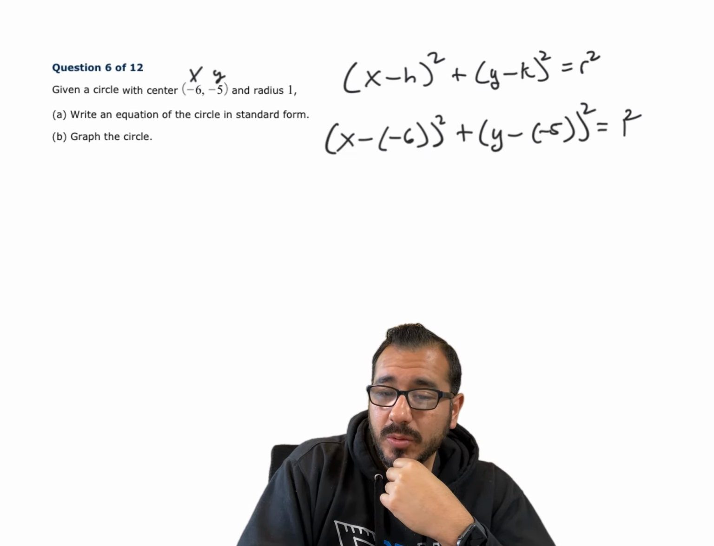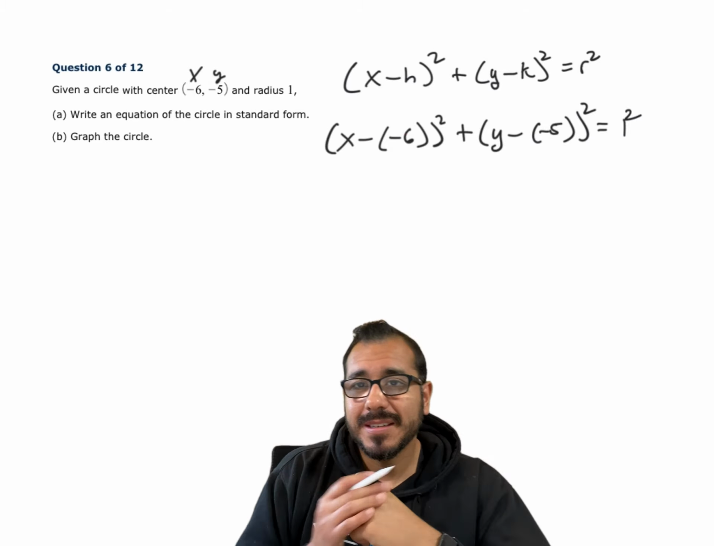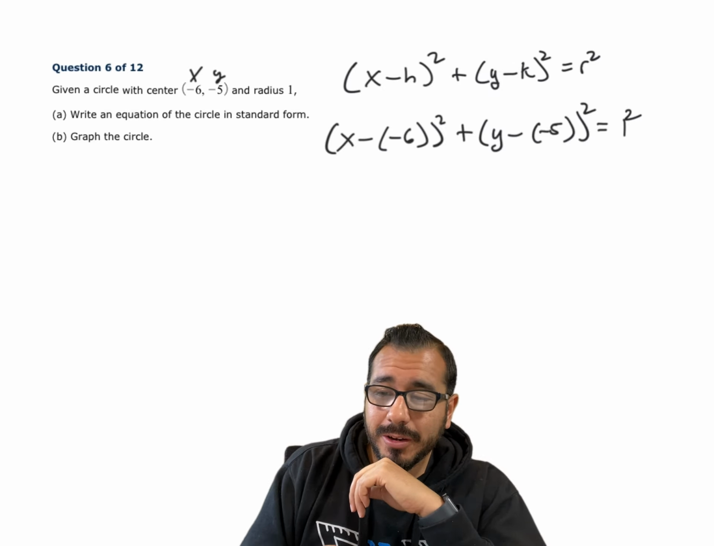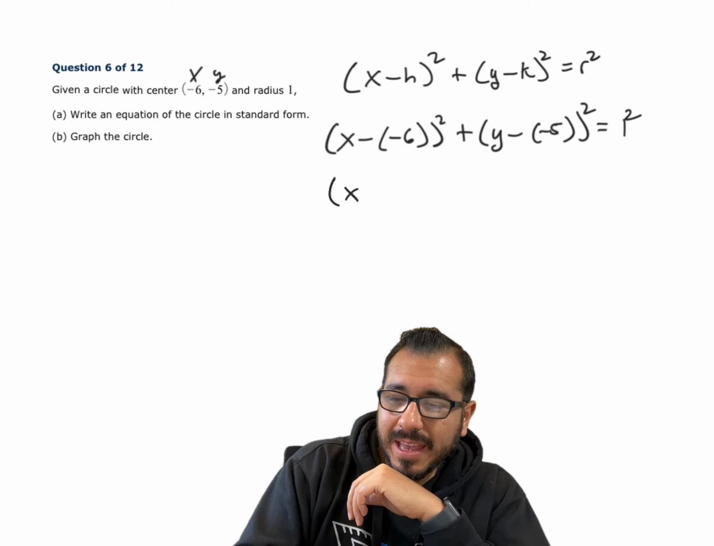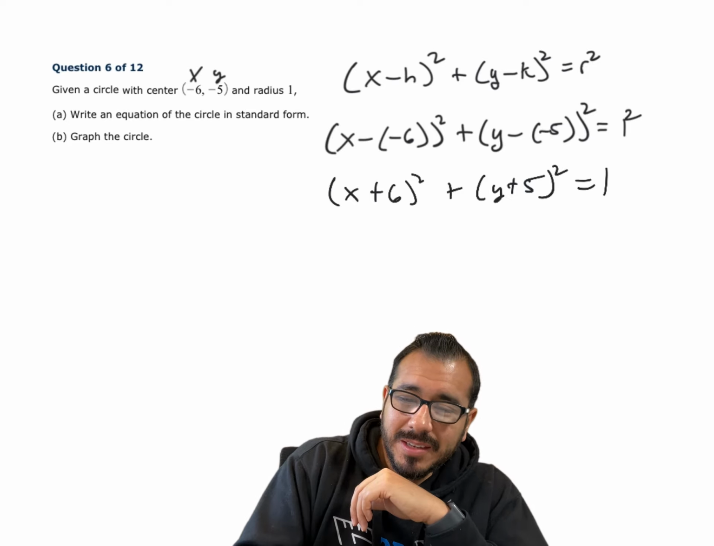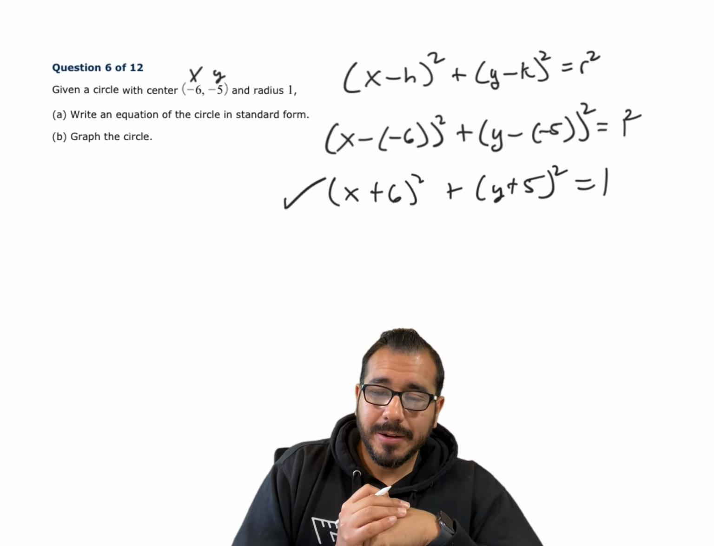Because what a lot of people do when these are negative, they just put 6 here. They're like, oh, there's a negative. But you gotta put that -6, because those negatives are gonna cancel each other out. So that's another pro tip for you. Be careful with that, all right? So if I simplify this, I get x plus 6 squared plus y plus 5 squared equals 1. So this is my circle in standard form right there, all right?